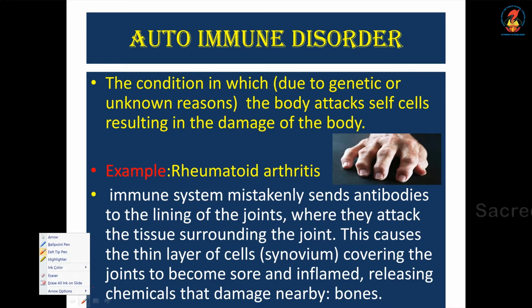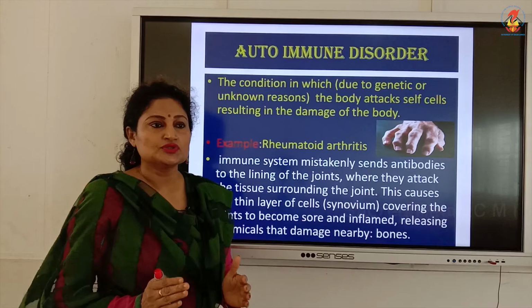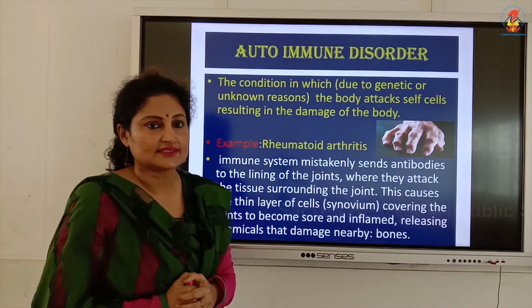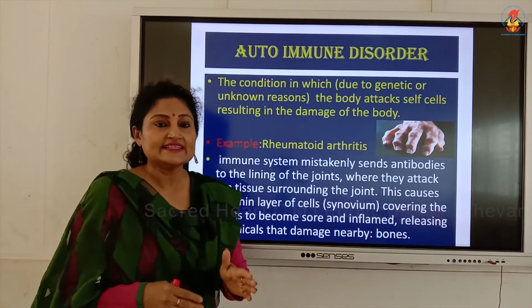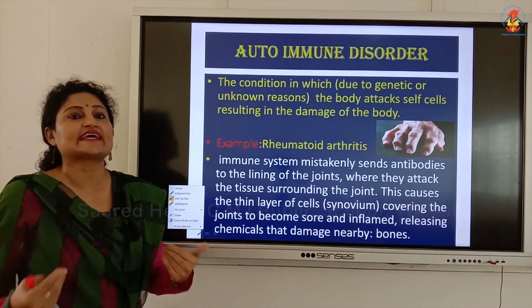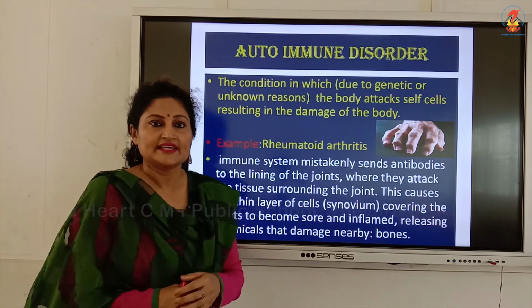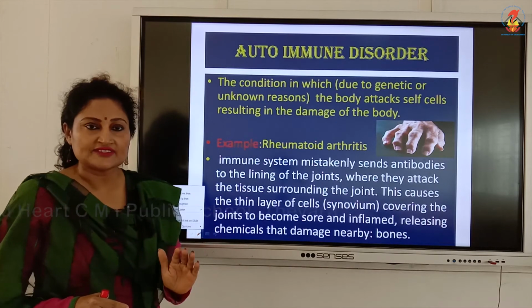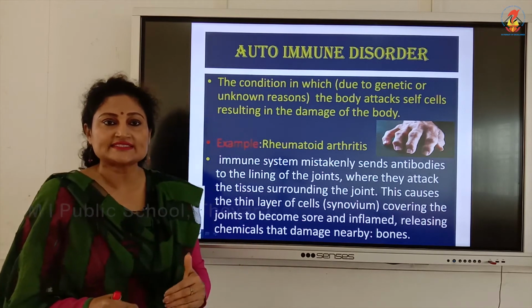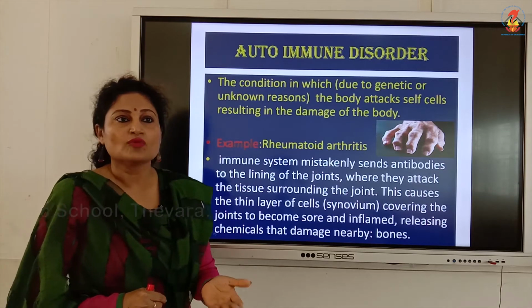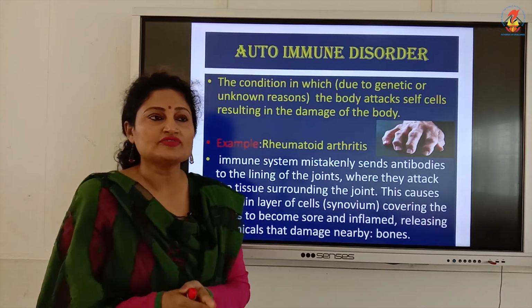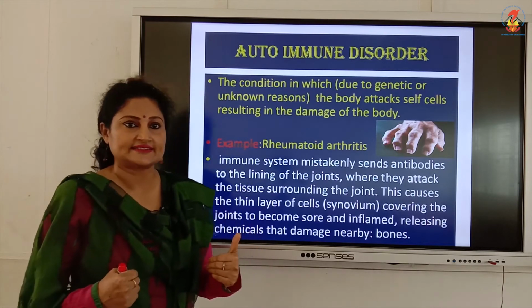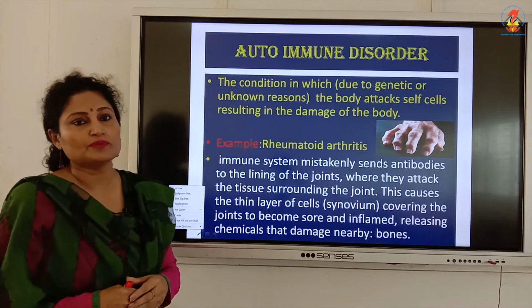Autoimmune disorders. We know the role of the immune system. The role of the immune system is to defend the body against diseases. But sometimes the immune system goes off the track, and instead of defending us from diseases, it attacks the self cells. Instead of identifying self cells from non-self cells and protecting the self cells from antigens, the immune system does not do its role. It goes off the track and attacks the self cells. In that case, it results in autoimmune disorders.